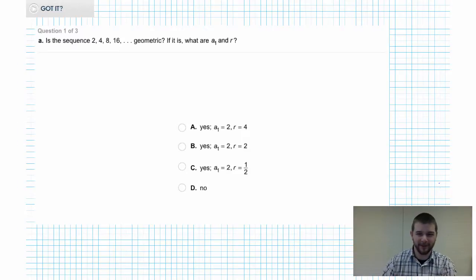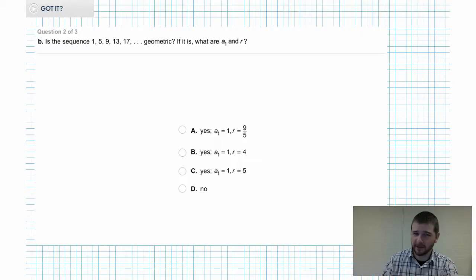Well, here's your chance to show whether or not you've got it. Question 1 of 3. Is the sequence 2, 4, 8, 16, etc. geometric? If it is, what are a sub 1 and R? Of course, you should work carefully and make your selection from the choices below. Question 2 of 3. Is the sequence 1, 5, 9, 13, 17, etc. geometric? If it is, what are a sub 1 and R? Work carefully. Make your selection from the choices below.